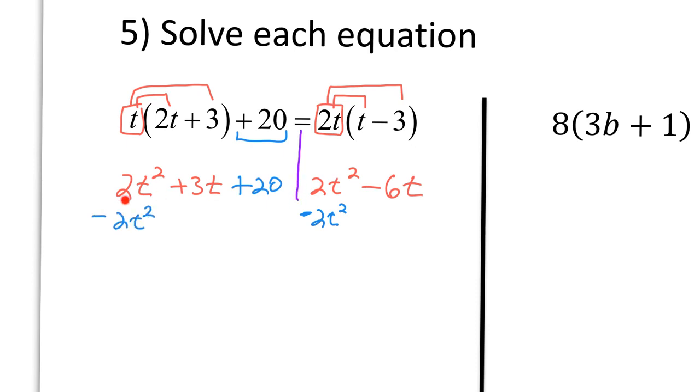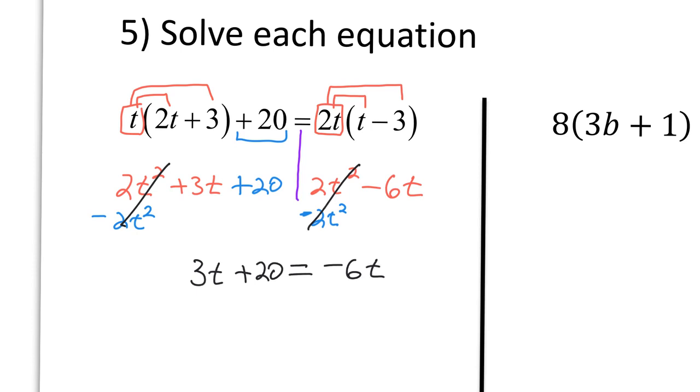Here's the line. So here's the left side. Now notice what I do. I always align the terms that have the same variables with the same exponents. So t squared with the t squared with the t squared. And guess what happens? Cancels, cancels. So all we have left is a 3t plus a 20. Let me bring down the equal sign, a negative 6t.